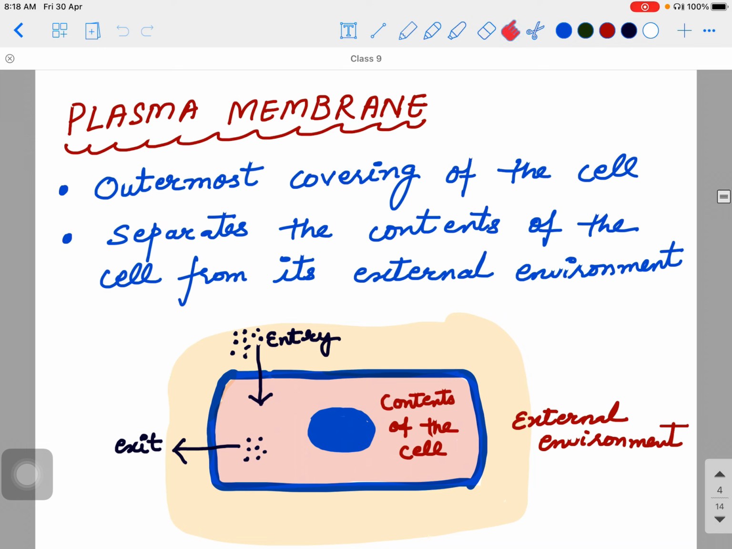Plasma membrane is the outermost covering of the cell, except in the case of plant cell, fungi cell, and some bacterial cells, because they have the outermost covering in such cells, the cell wall. Cell wall we will discuss a little bit later. But in all other cells, the outermost covering is plasma membrane. Plasma membrane separates the contents of the cell from its external environment.